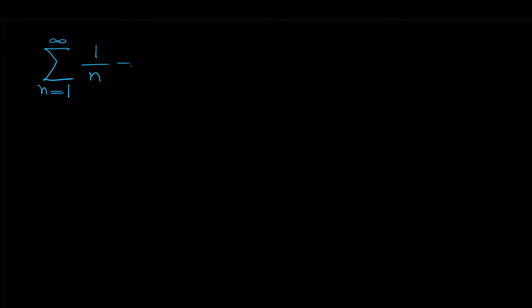If we write the first few terms of this series, the first term is 1 over 1, the second term is 1 over 2, the third term is 1 over 3, and so on. As you can see here, all the terms of this series are positive and they are decreasing. So we can use the integral test for this series.